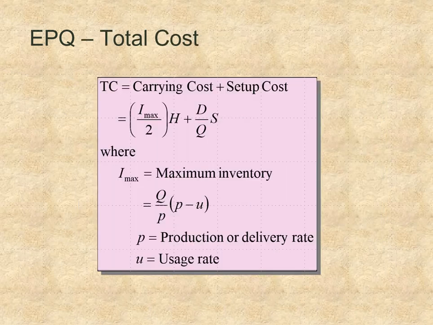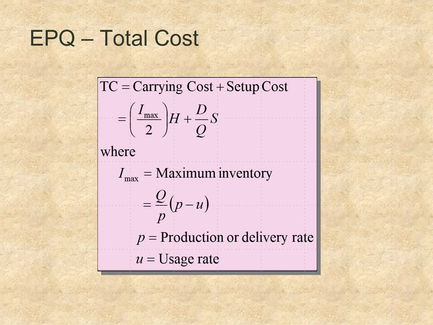Now, the total cost equals carrying cost plus setup cost. Let's look at the setup cost first. Every time we start the production again, we have to pay a setup cost, which is S. So that's setup cost for each start of production. How many times do we start the production? That's demand divided by Q, the frequency of the start of production, the frequency of productions.